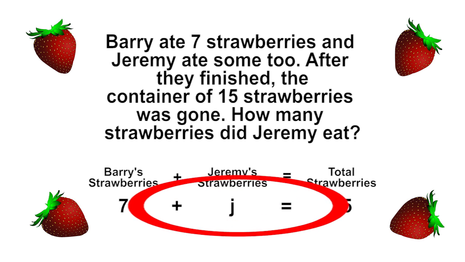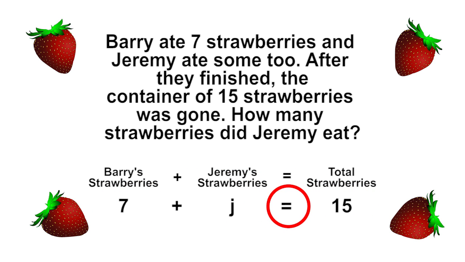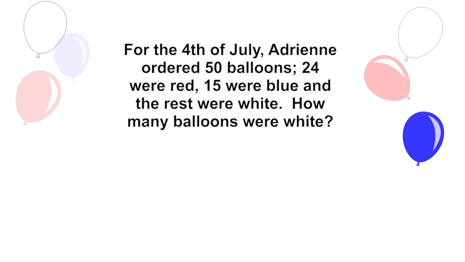Our equation is now 7 plus J equals 15, which we can solve by remembering that the equal sign means each side is equivalent. 7 plus J is equivalent to 15. I know that 8 added to 7 has a value of 15, so I can replace the J with an 8 and check and see if my equation is balanced, or if both sides are now equivalent, which I can see they are. Here is our next scenario.